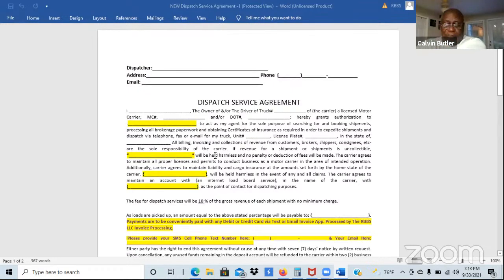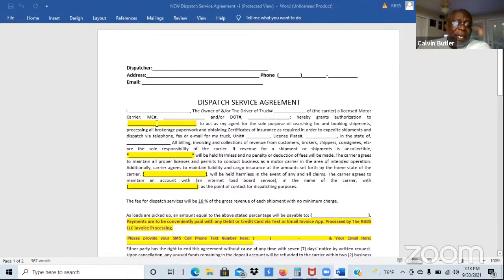All right, so let's get started. Dispatch agreement. The owner of, which is the client's information, is going to go right here, name or business name or whatever the case may be. The owner of and or truck driver of truck number, the truck number is going to go there. Of the carrier, a licensed motor carrier, the MC number is going to go there, and or DOT number is going to go there. Hereby grants authorization to, your information is going to go there.